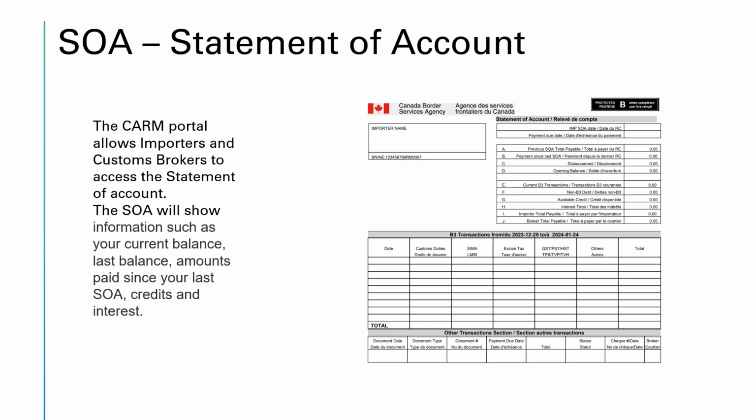Now, the statement of account is something that the brokers and importers can see on the portal. The statement of account will show the current balance, the last balance, amounts paid, and all credits and interest. This is done monthly for each importer. It will be posted, like mentioned on the previous slide, every 25th of the month, and will account for transactions within that period of time.